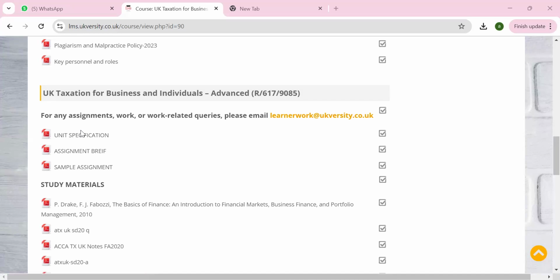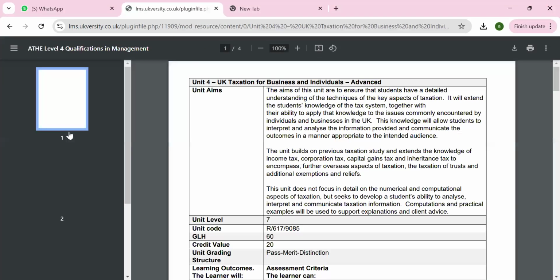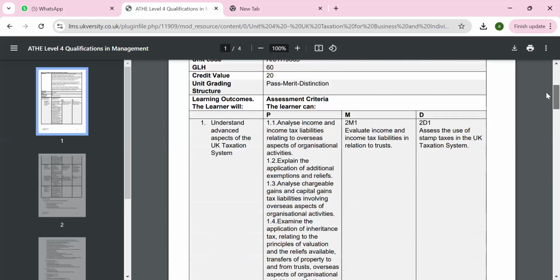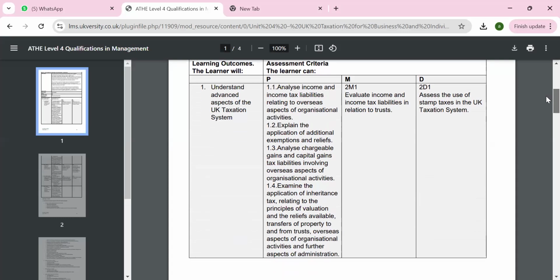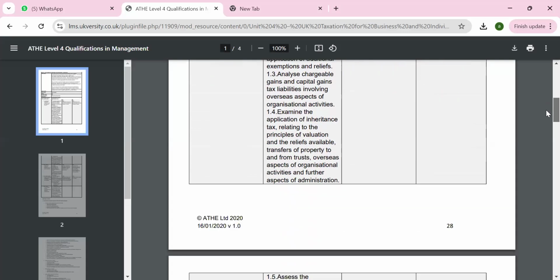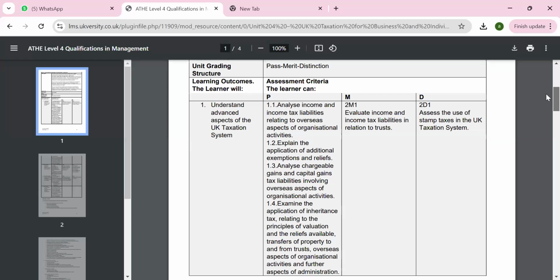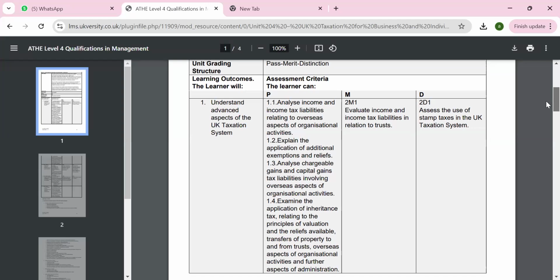So today's lesson is all about assignment discussion. On our Moodle page, we've been given the unit specification. It's quite good to understand the advanced aspects of the UK taxation system. We learned about all these assessment criteria, 1.1, 1.2, during our lessons, and you can work towards the merit and distinction criteria. Please clearly indicate and divide your discussions accordingly. That will be easier for markers to mark and assess.